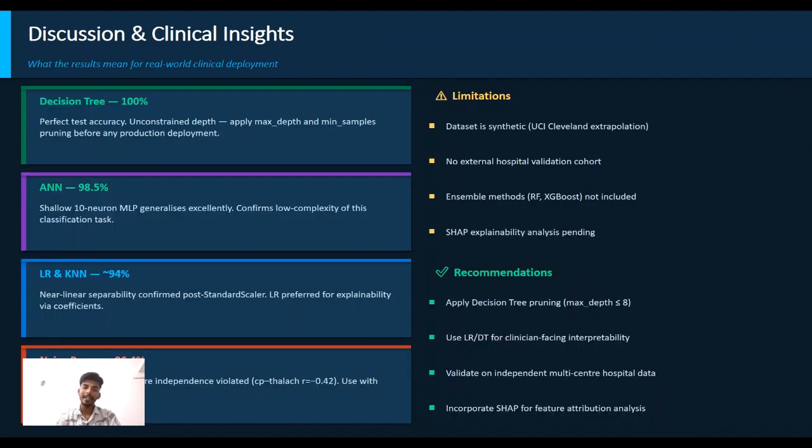In my discussion and clinical insights, from these results we can conclude that the decision tree is powerful but requires care to avoid overfitting. Neural network can achieve high accuracy even with a simple structure, and logistic regression is useful for interpretability in clinical applications. Naive Bayes is less suitable when features are highly correlated. These insights are important when selecting a model for real world healthcare systems.